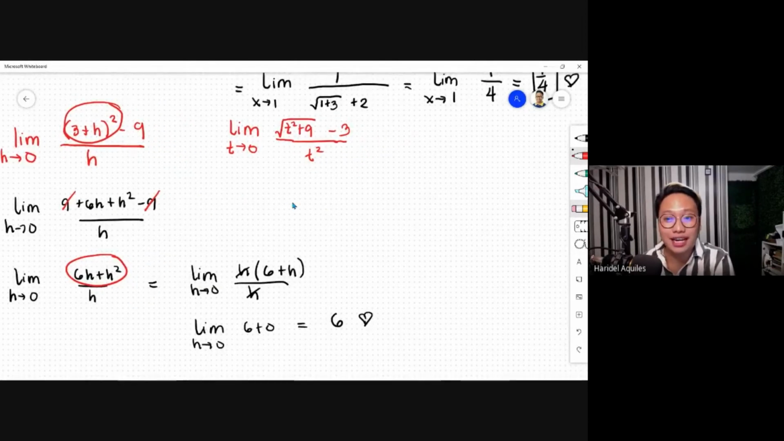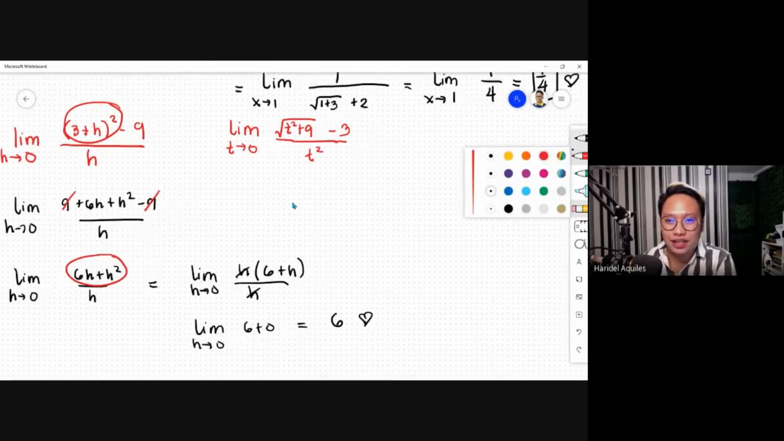How about the second item? What's your answer? Did you get 1/4 or 1 over 6?